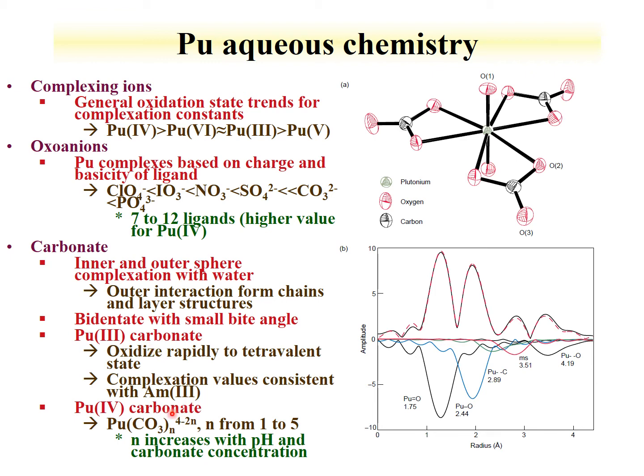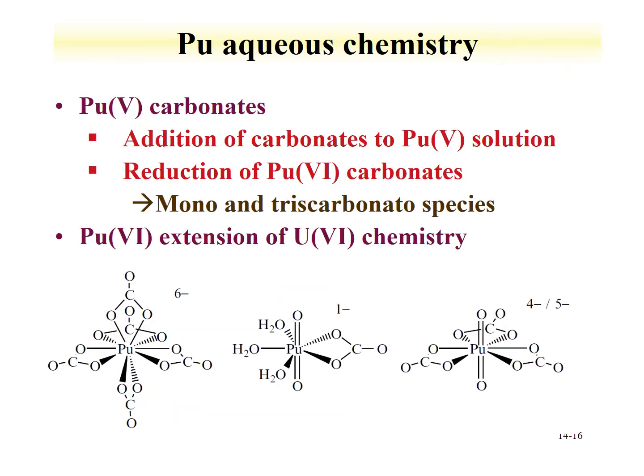Plutonium 4 carbonates can have a large number of carbonates coordinating, from 1 to 5. And this carbonate coordination increases with pH and carbonate concentration. Plutonium 5 carbonates can be formed by the addition of plutonium 5 to a carbonate solution or the reduction of plutonium 6. Often you'll get the mono and tris carbonato species, and plutonium 6 carbonates are really just an extension of the uranium 6 system.